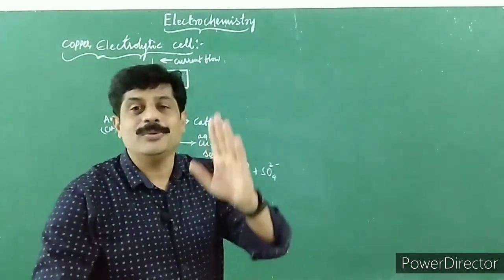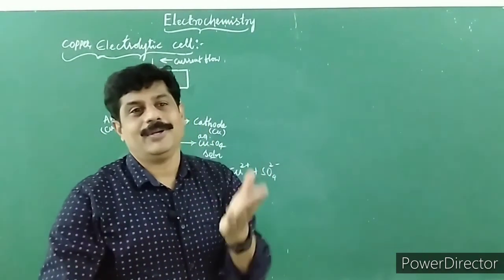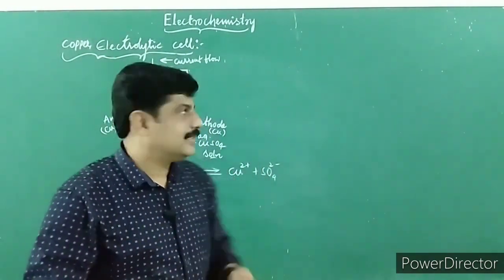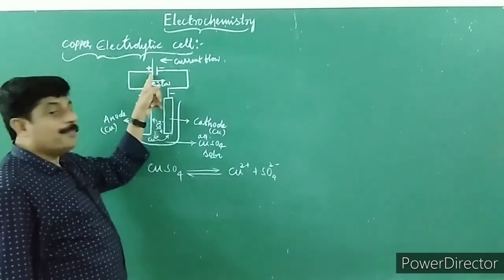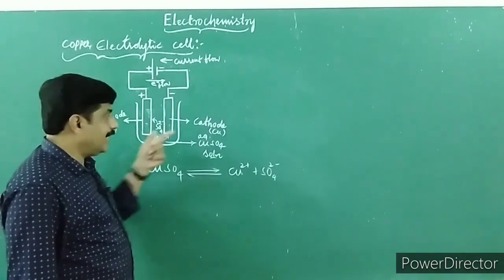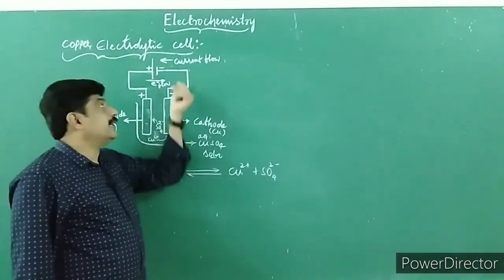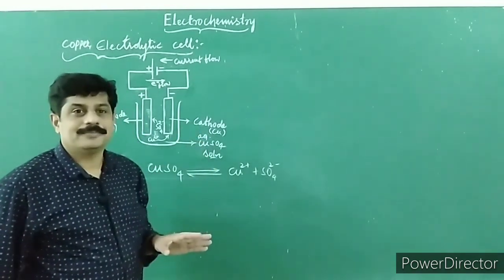Anode is a positive electrode, whereas cathode is a negative electrode. In other words, the electrode which is connected to the positive terminal of the battery is called anode, whereas the electrode which is connected to the negative terminal of the battery is called cathode.